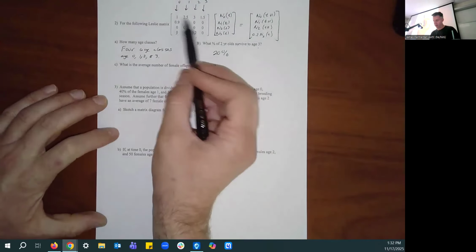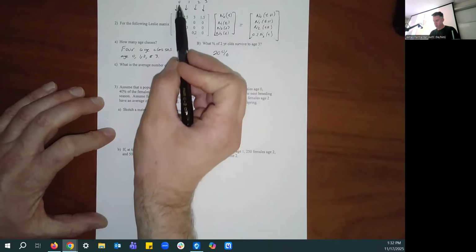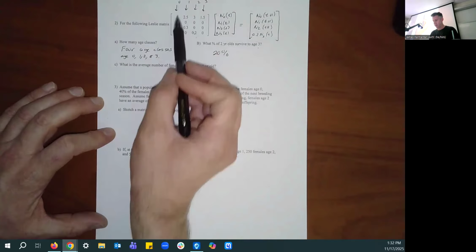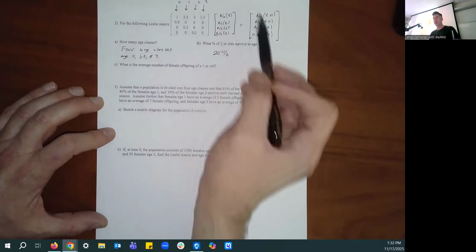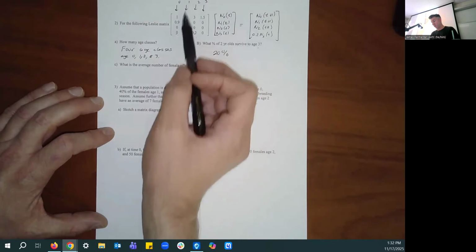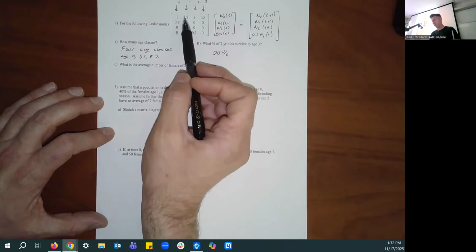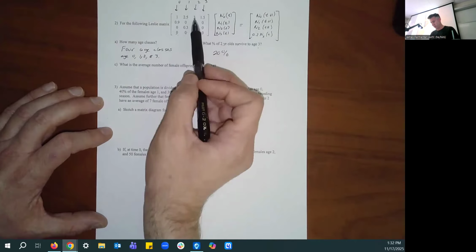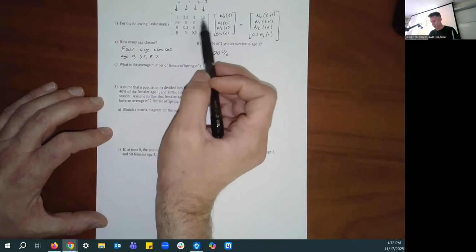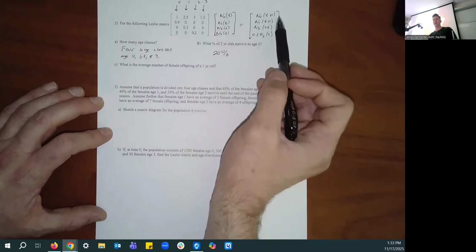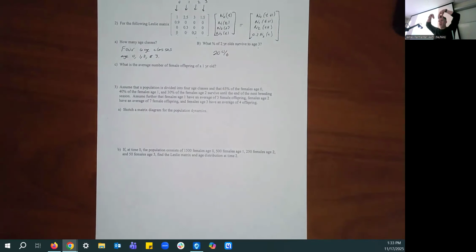But if you think about it like row 1, okay, 0-year-olds, 1 times: every 0-year-old becomes a 0-year-old next year. Each 1-year-old makes 2.5 0-year-olds for next year. Each 2-year-old makes 3 0-year-olds for next year. Each 3-year-old makes 1.5 on average 0-year-olds for next year. So that's kind of the way you can think about what the columns are versus what the rows are. The columns are kind of the inputs and the rows are the outputs.